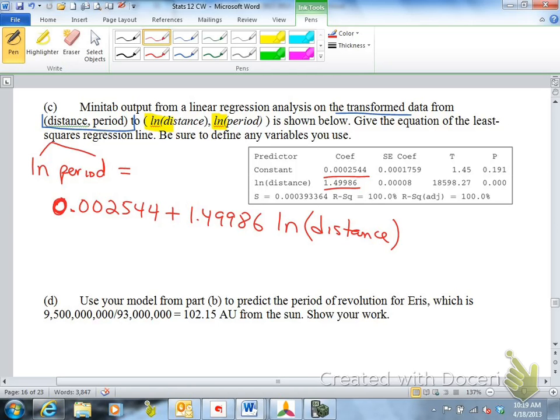So define any variables we use. This is period, this is distance. What, problem? The decimal's supposed to be one to the left. Oh. And the y-intercept. Thank you.